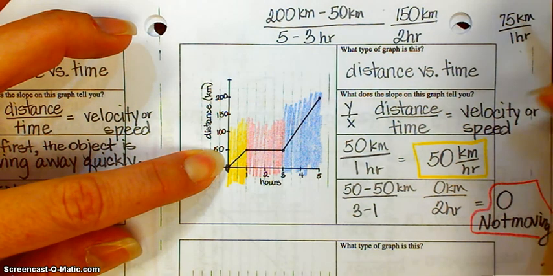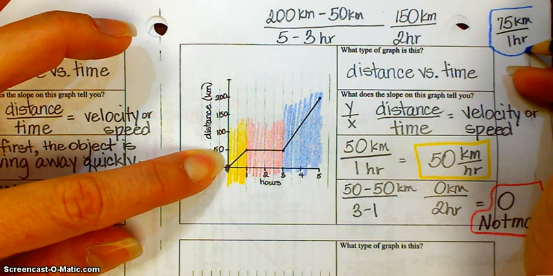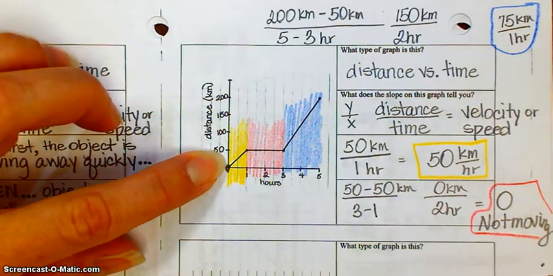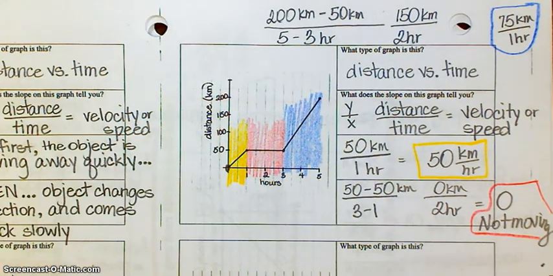Okay. Is everybody good with that? So I've done 6 graphs with you. You have 2 to do on your own. Make sense? Sure, Miss Goff.